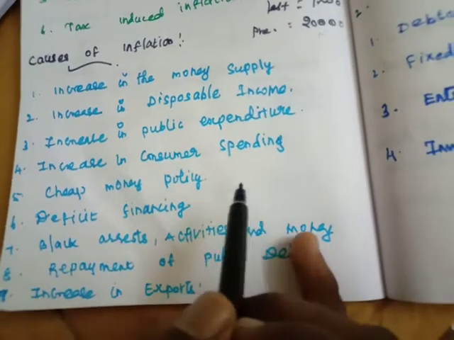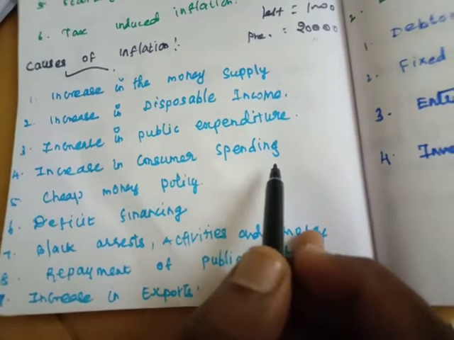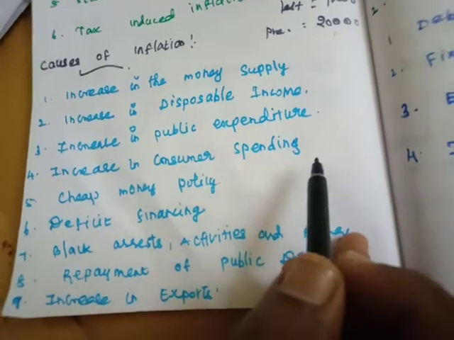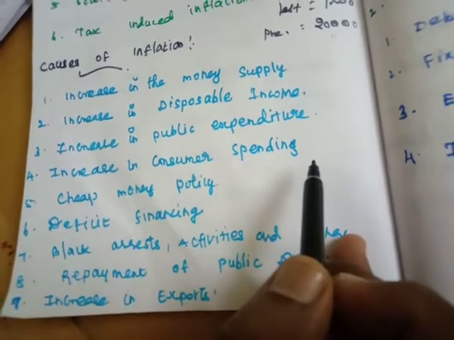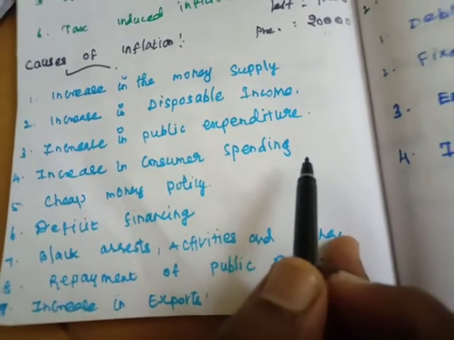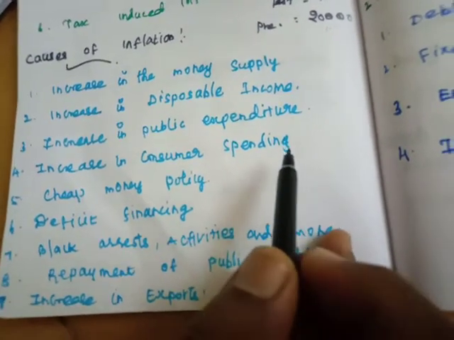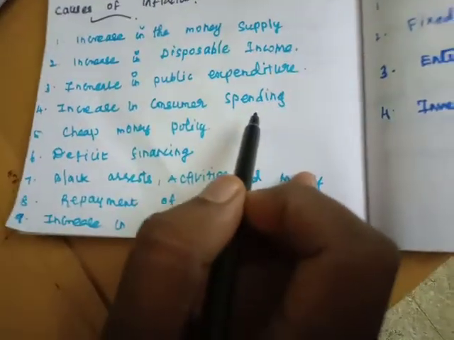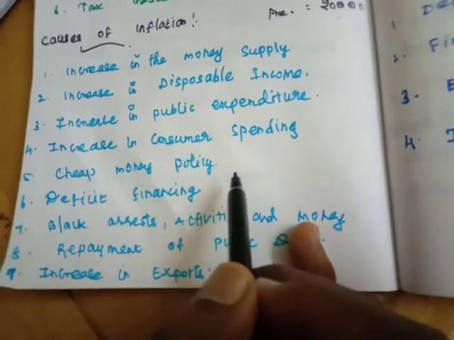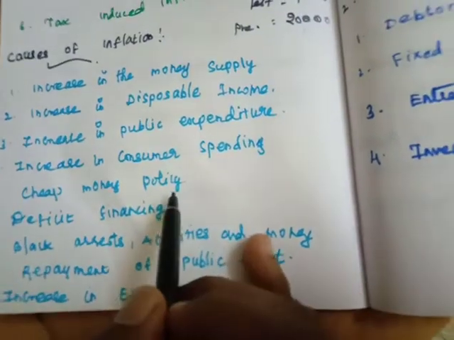or installment or EMI. Every citizen will be ready to buy, or the companies provide the goods and services on an EMI option or hire purchase and installment basis. It is also one of the causes for increase in the price, or it will lead to increase in inflation. And the next one is cheap money policy.